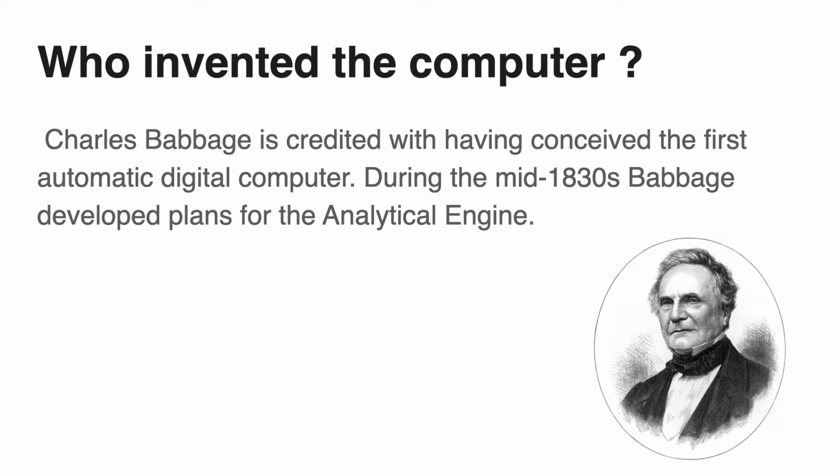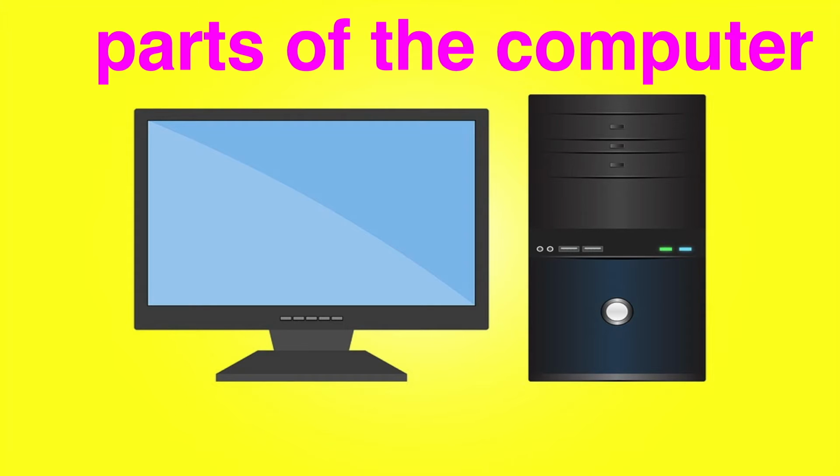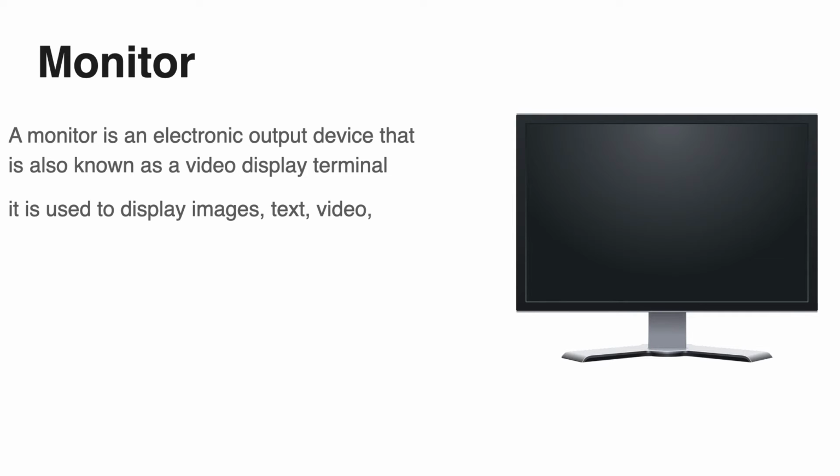So now let's look at parts of the computer. When you hear the word computer, you'll get the visual of a monitor. A monitor is an electronic output device that is also known as a display terminal. It is used to display images, text, and video.